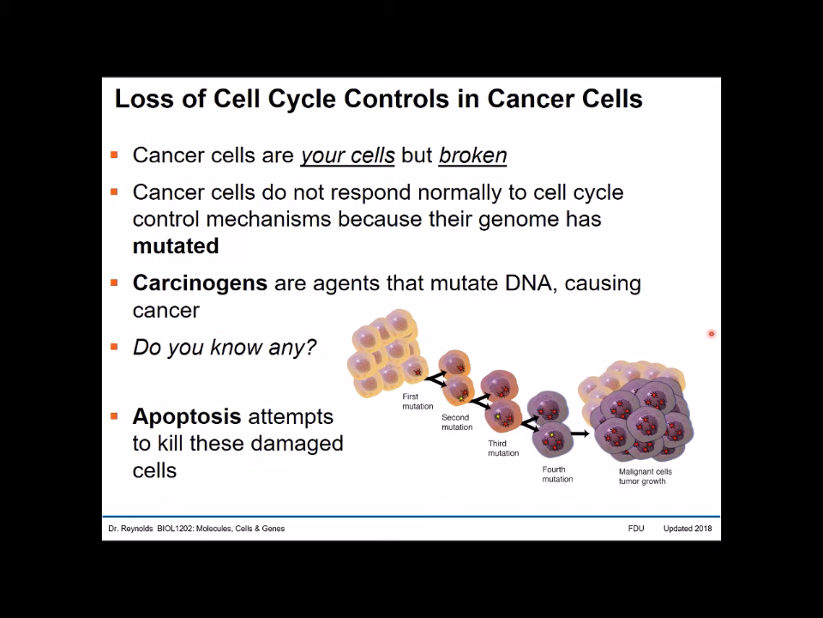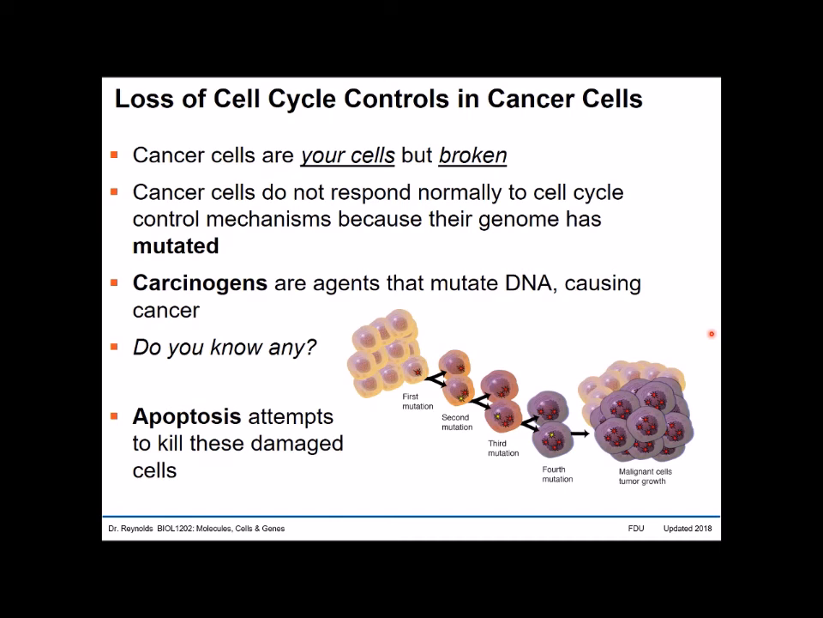Now, cancer cells are your cells, right? They are your cells that just keep dividing and dividing and dividing. And the reason that they keep dividing is because they're broken. Specifically, their genome, their genetic material has been mutated. It has been changed in some way. And those changes change the way that cancer cells respond to cell signaling events. They over-respond to signals that tell them to grow, and they under-respond to signals that tell them to stop growing. And it's changes in the genetic material that specifically cause that.